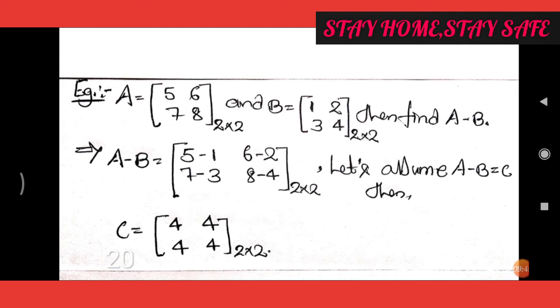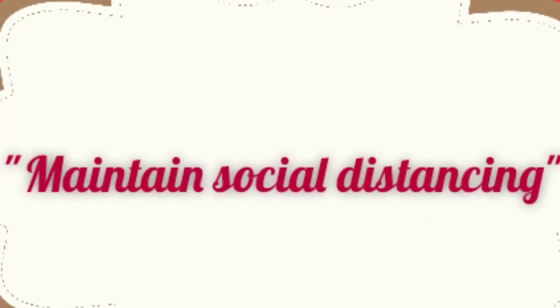So in the example we find A minus B, as the question says. So A minus B is equal to 5 minus 1, that is for the first element. Here we have first A11, so corresponding elements 5 and 1, we subtract them. 5 minus 1, corresponding elements 6 and 2 for both the matrices, 6 minus 2, and here 7 minus 3, and next 8 minus 4, corresponding elements of A and B. So let's assume A minus B is equal to C.